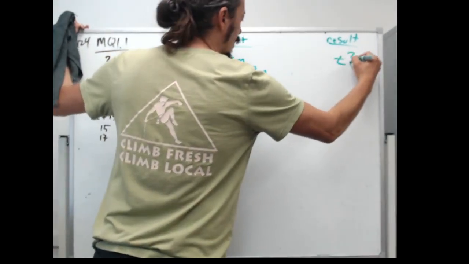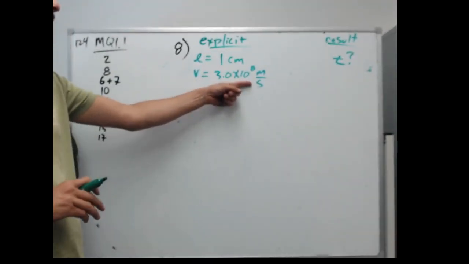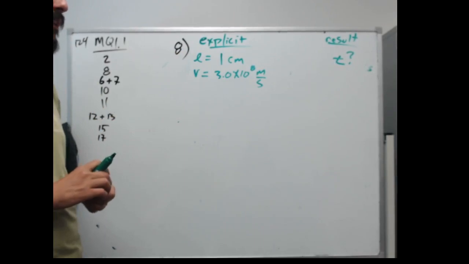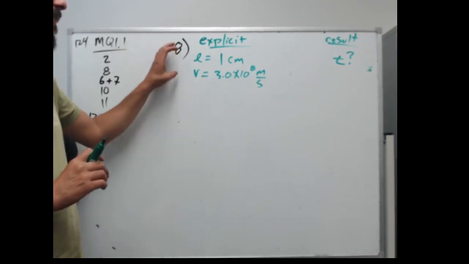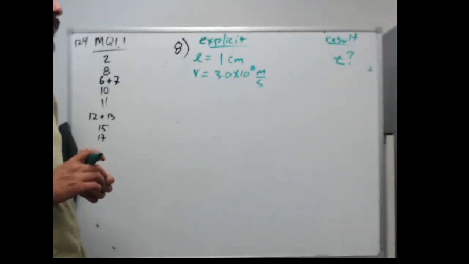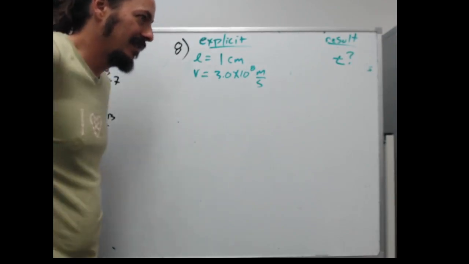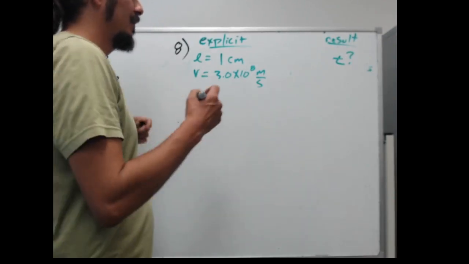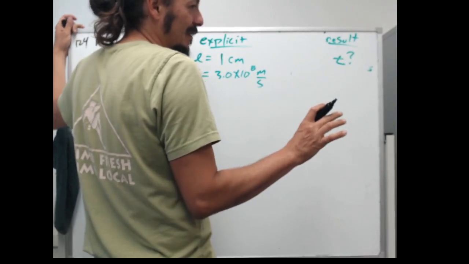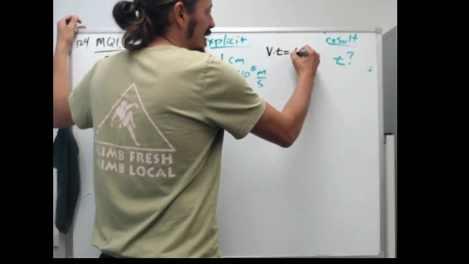Trying to find time. So if I've got a velocity that's meters per second and a distance that's in centimeters, how do I get to time? How do these three things, the two explicit things and the result we're trying to get to, relate to each other? It's a physics thing. Velocity times time equals distance.